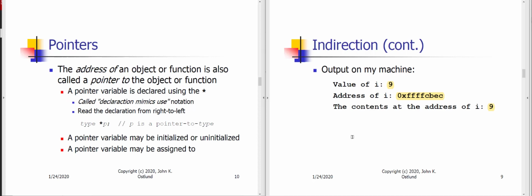Now, in order to carry around an address in a variable, we have to know how to declare what are called pointer variables. And to declare a pointer variable, we use the star in the declaration. This notation is referred to as the declaration mimics use notation for declarations of pointers in C++, and it is a hated aspect of C and C++, but it's one of these things you just have to get used to.